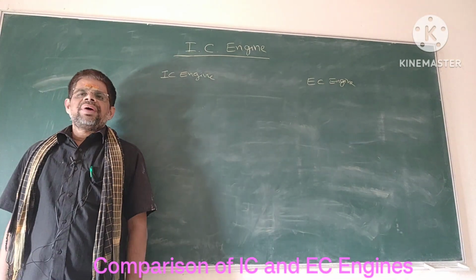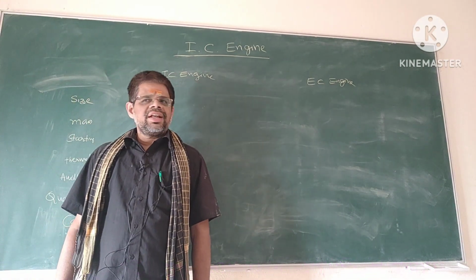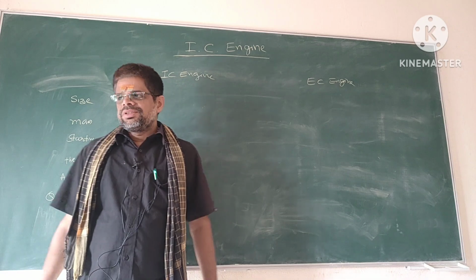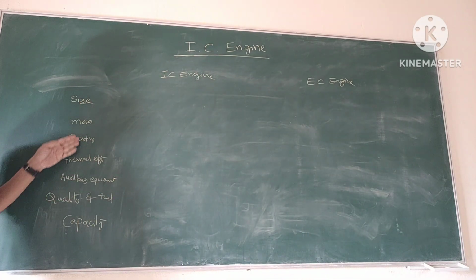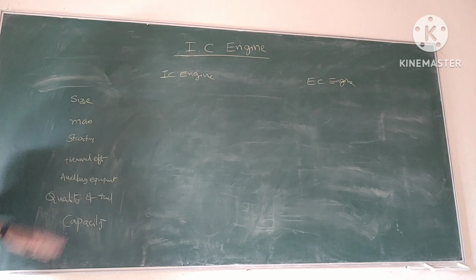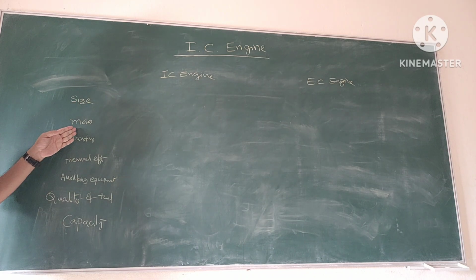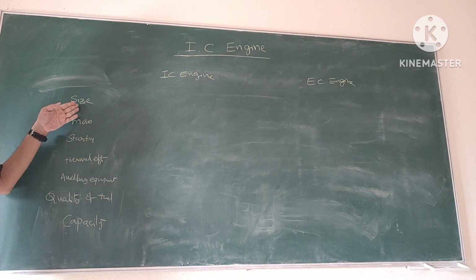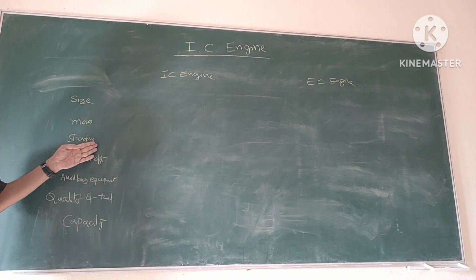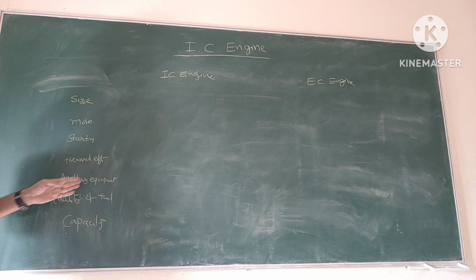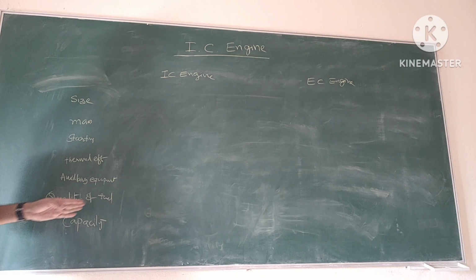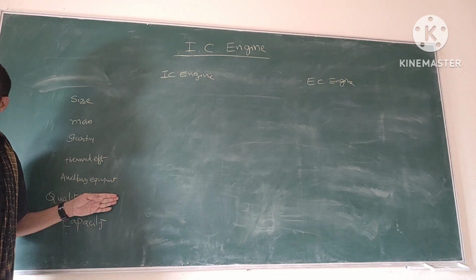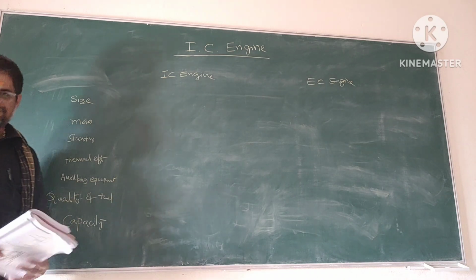Now, we shall compare both EC and IC engines. Both the engines can be compared in terms of all these parameters: size of the engine, mass of the engine, which of course depends upon the size, starting of the engine, thermal efficiency, whether there is any requirement of auxiliary equipment or extra equipment, and the quality of the fuel used and the capacity.